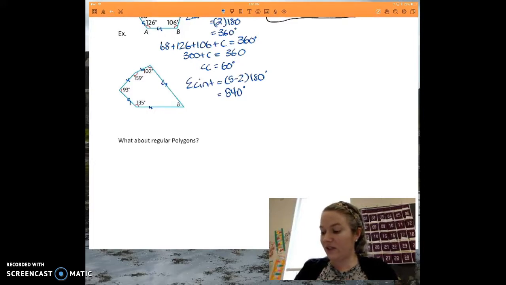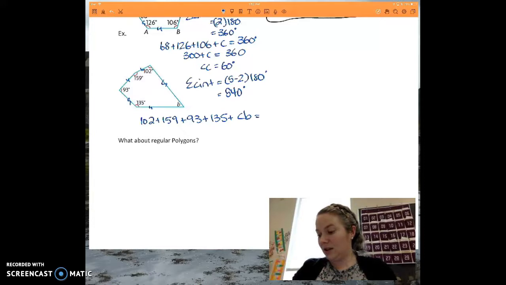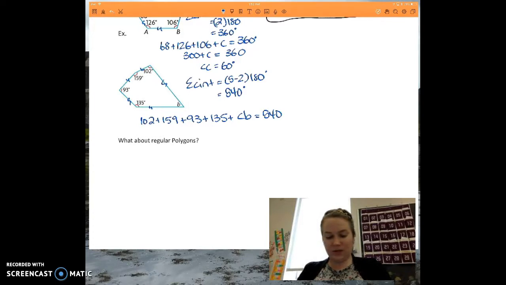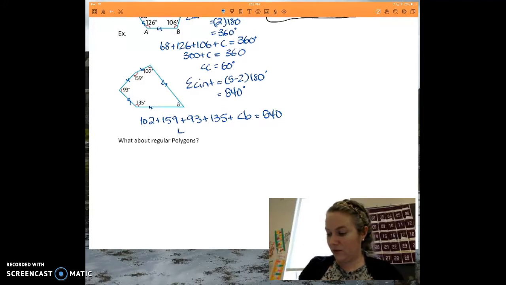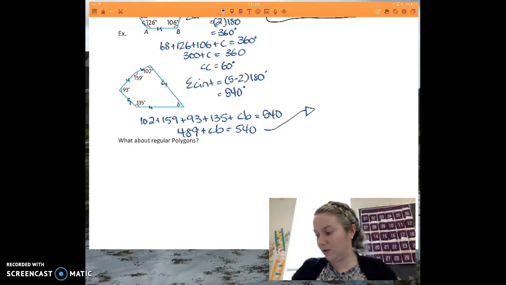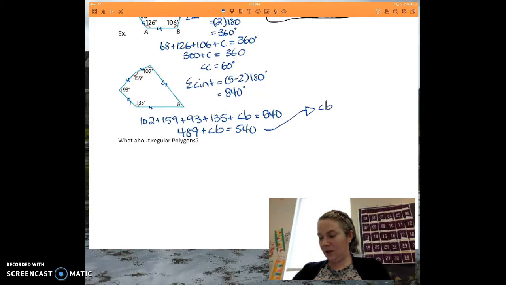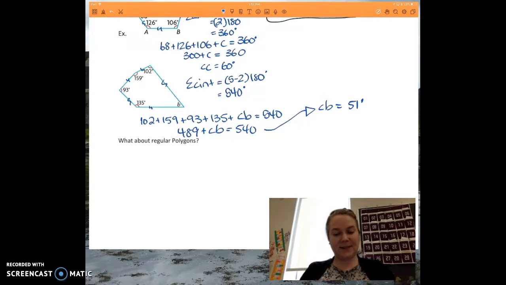Then we set everything equal to 540. 102 plus 159 plus 93 plus 135 plus angle B is 540. Add all those up. 102 plus 159 plus 93 plus 135 is 489, plus angle B equals 540. I'm going to take this over here to finish. That means angle B equals 51 degrees. Excellent. You can see once we find the sum of interior angles, everything else is just basic algebra.